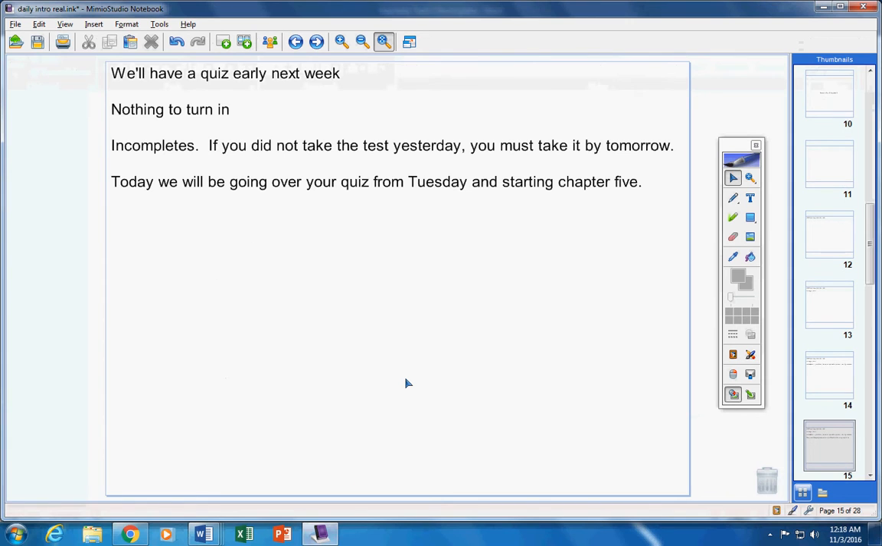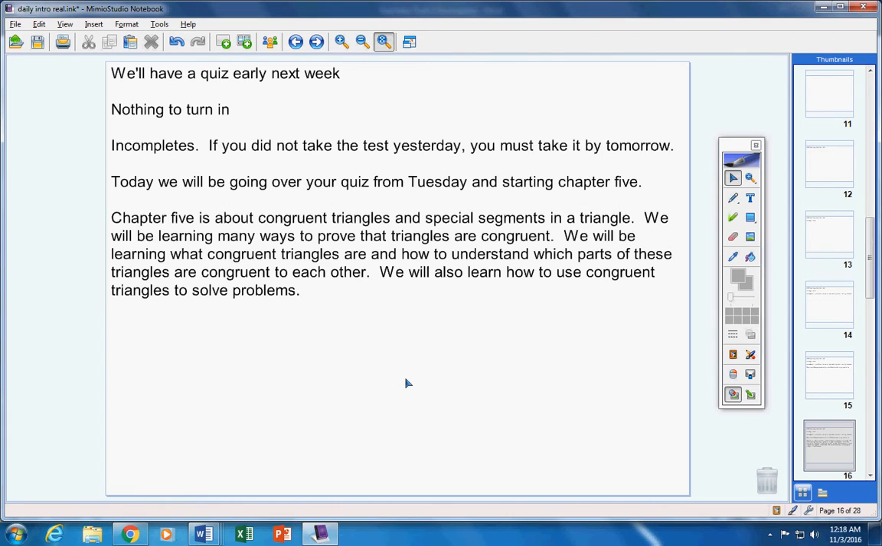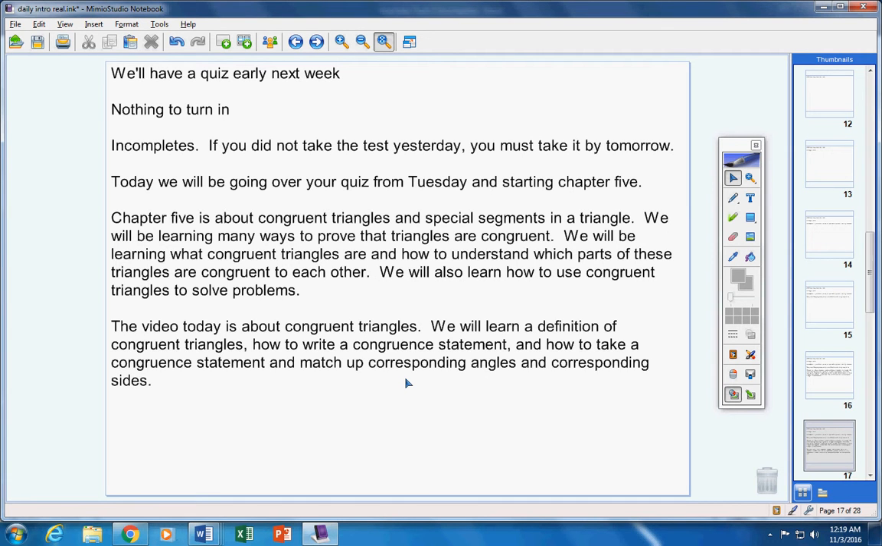Now, today, we're going to go over your quiz from Tuesday and talk about it, and then start Chapter 5. Chapter 5 is about congruent triangles and special segments in a triangle. We will be learning many ways to prove that triangles are congruent. We will be learning what congruent triangles are and how to understand which parts of these triangles are congruent to each other. We will also learn how to use congruent triangles to solve problems. Now the video today, that's what Chapter 5 is over.